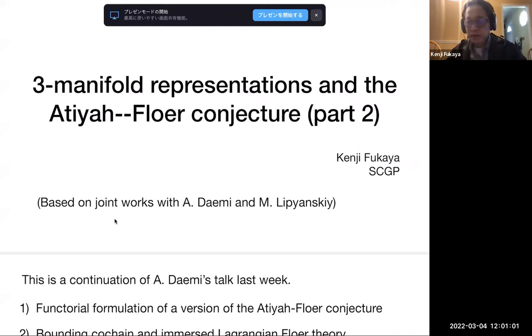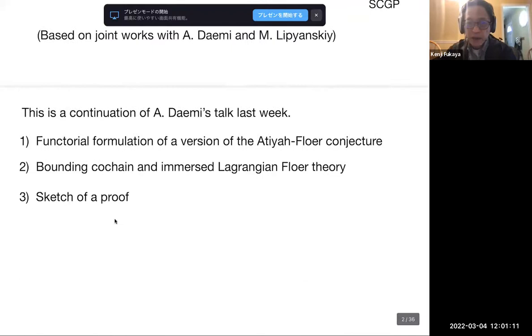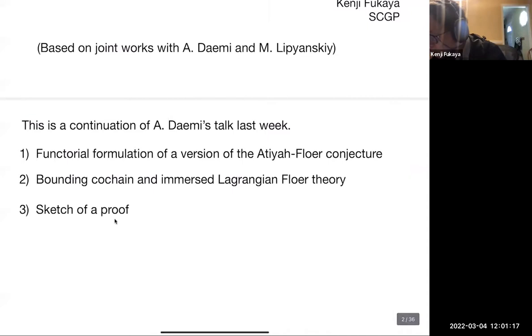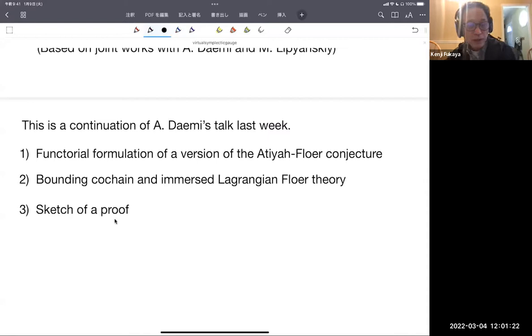Yeah, so this is the second part of this talk, based on joint work with Ali Akbar Daemi and Max Lipiansky. This talk consists of three parts. One is the functorial formulation of our version of the Atiyah-Floer conjecture. The second is how the immersed case and the bounding cochain are used for these problems. And I will sketch the proof of these theorems. So let me start with the first part.